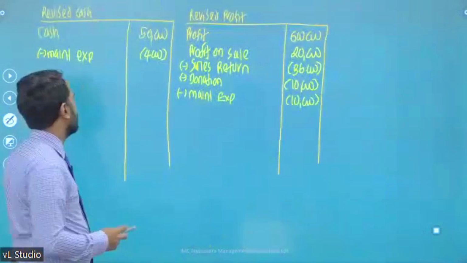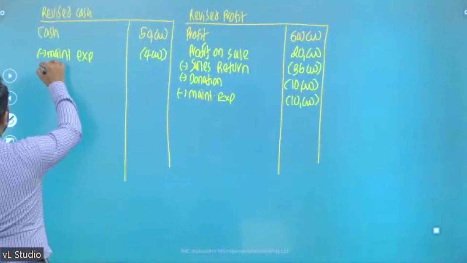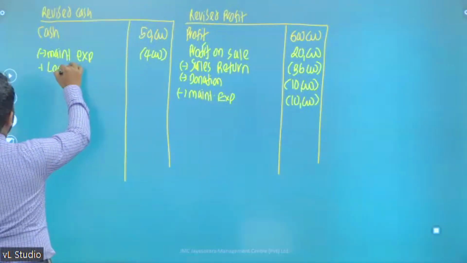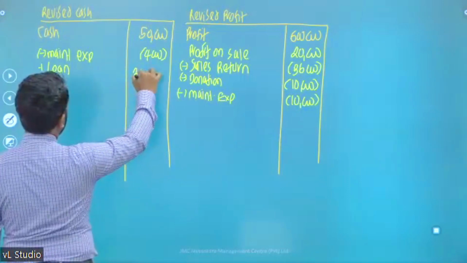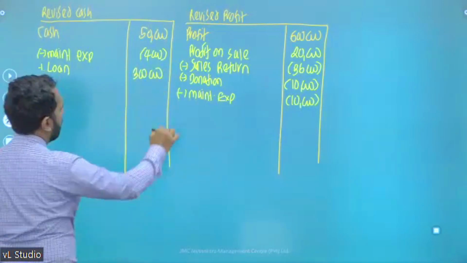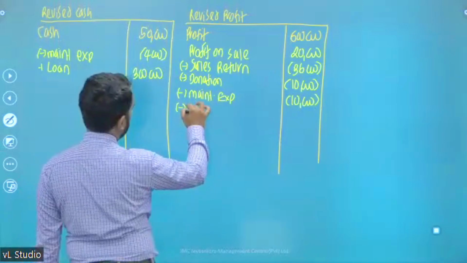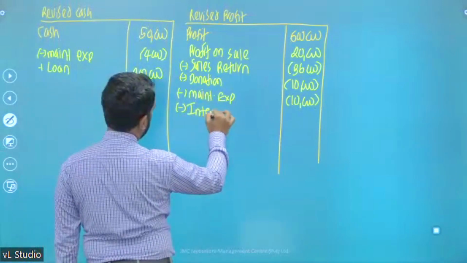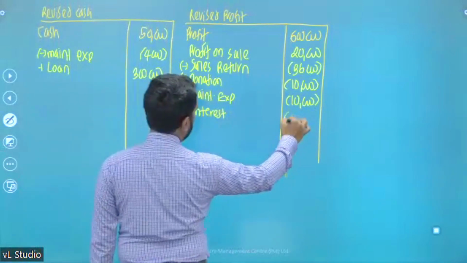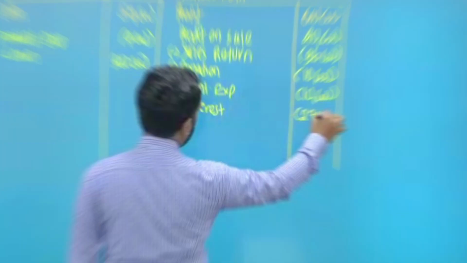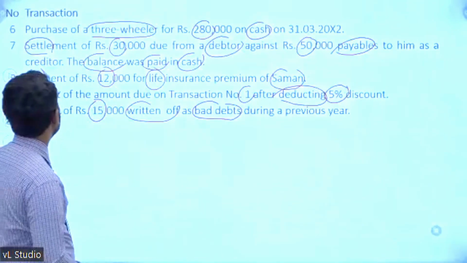Right, so we'll add. So the loan balance, we are going to add the loan 300,000 and we need to deduct the interest 27,000. We'll move on to the sixth transaction.